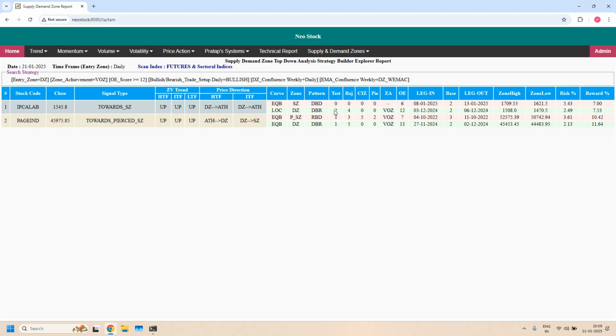So that's why these two demand zones are even more high probability trade setup zones. Maybe that is the reason why. See, this is already tested 2 times, this is already tested once, and 5 rejections. Rejections are also part of the testing only. So several times this zone is tested.